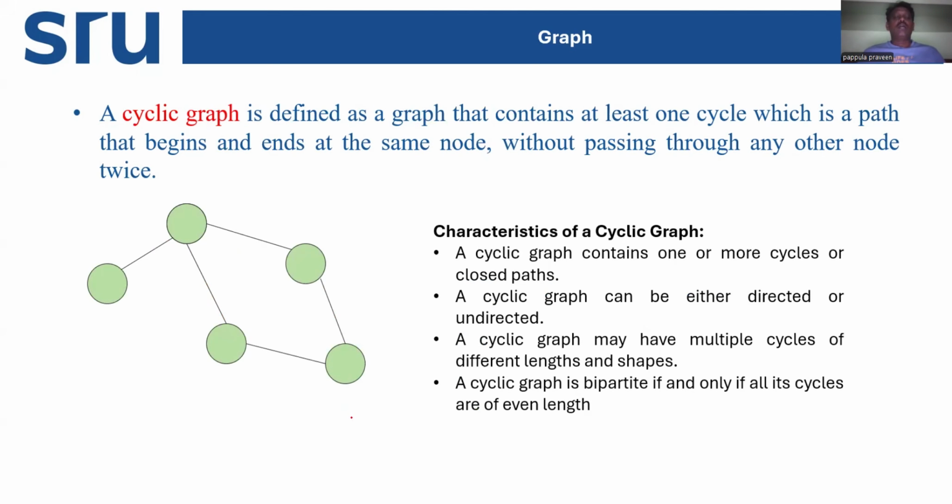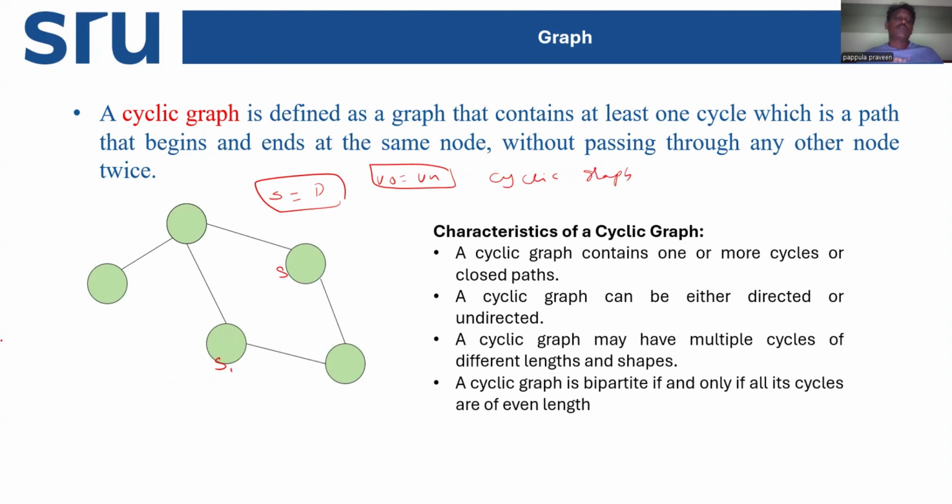Next one is the acyclic graph and cyclic graph. A cyclic graph is defined as a graph that contains at least one cycle, which is a path that begins and ends at the same node without passing through any other node. So simple. Here the source is equal to the destination, that is V0 equal to Vn. That is called a cyclic graph.